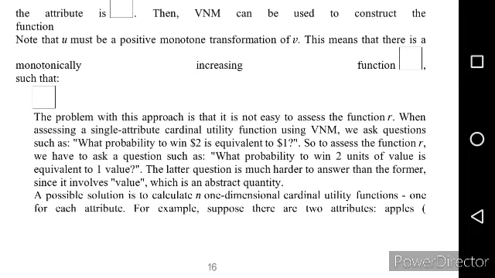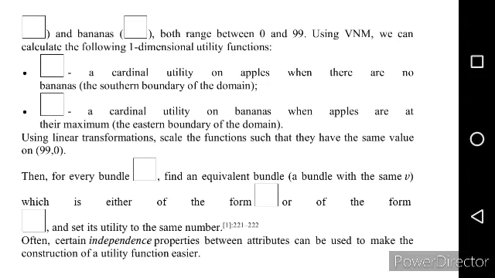A possible solution is to calculate n one-dimensional cardinal utility functions, one for each attribute. For example, suppose there are two attributes, apples and bananas, both ranging between 0 and 19. Using VNM, we can calculate the following one-dimensional utilities. Often certain independence properties between attributes can be used to make construction of the utility function easier.